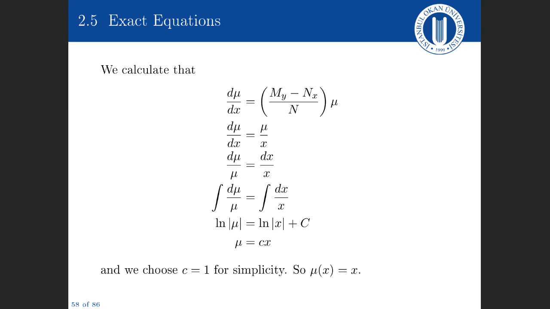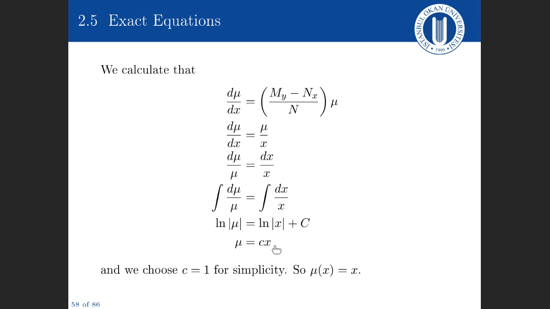So we want to solve dμ/dx = (My − Nx)/N · μ. In other words, we want to solve dμ/dx = μ/x. This is linear and separable. I'm going to solve this as a separable equation. I'm rearranging it so that all of the μ terms are on the left, all of the x terms are on the right. If I can do this, then I'm allowed to integrate. And after I've integrated and rearranged, I find that μ is equal to cx.